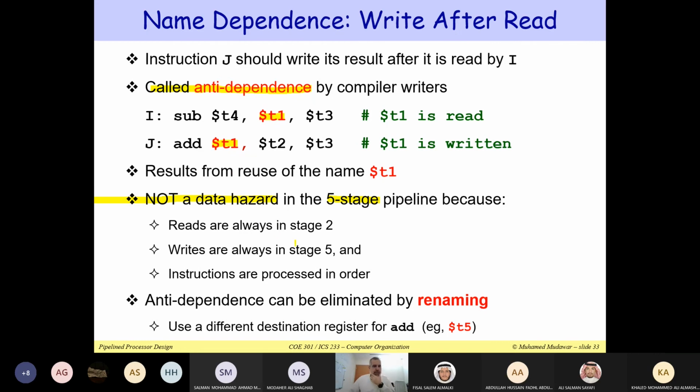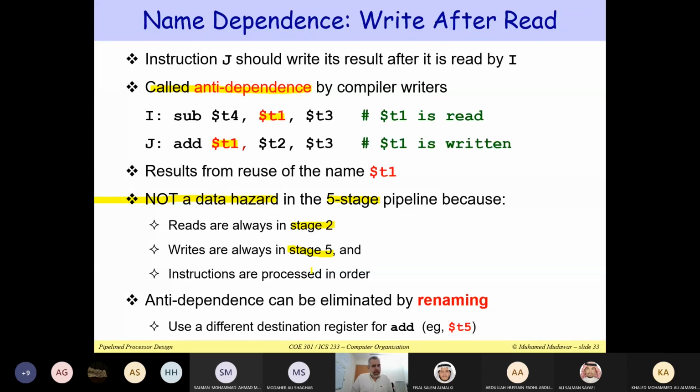Remember that the read will take place in stage 2, while the writes will take place in stage number 5. That will be the write back to the register T1. And therefore, the instructions are processed in order in the pipeline. Because of this, this is not a data hazard. It's called anti-dependence, or write after read, and it does not really create any problem.